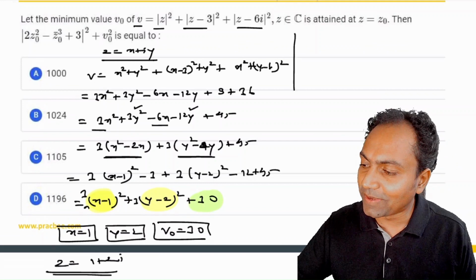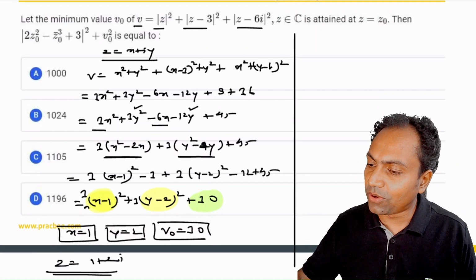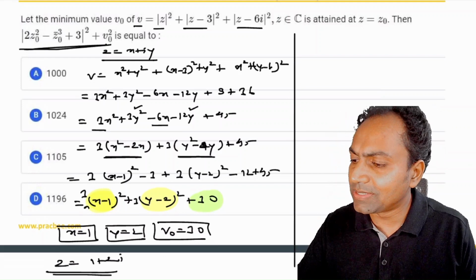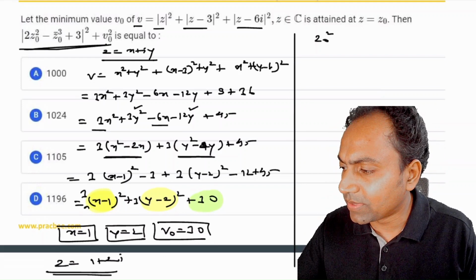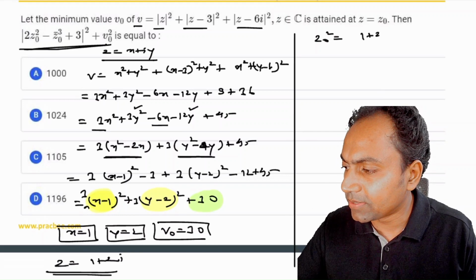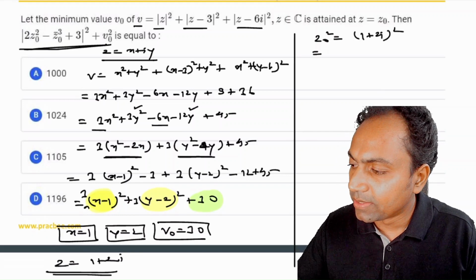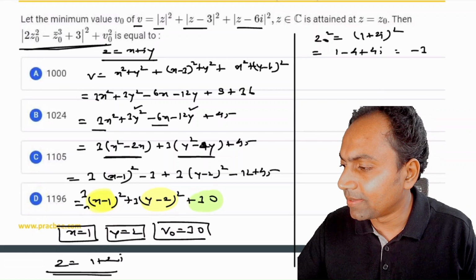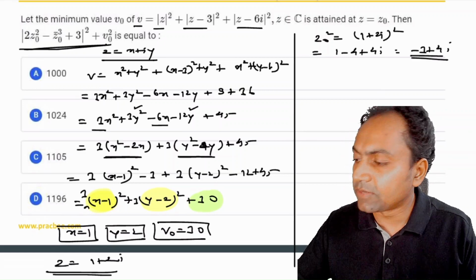Now we have to put these values, simplify and get the value of the last term that they're talking about. So you can see that there are multiple ingredients in it. First one is z naught square. So if I take 1 plus 2i and square, this will become 1 minus 4 plus 4i, that is minus 3 plus 4i. This is the first part.